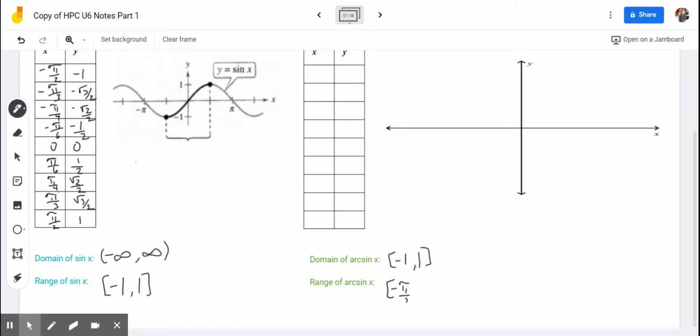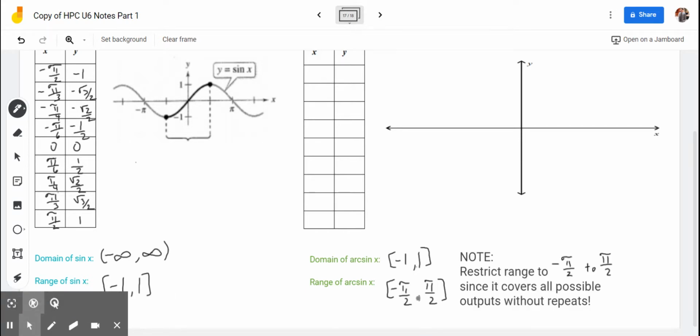And then our range for arc sine, right? Where is the value of sine 1? That occurs at the top of the unit circle and at pi over 2 radians. Okay. So our range has to be restricted because we need it to cover all the possible outputs without any repeated values.